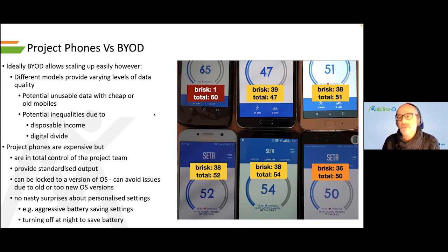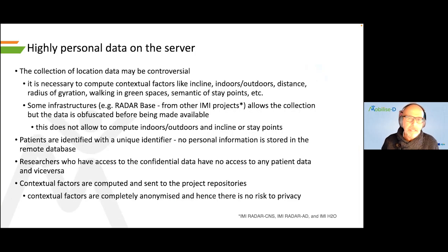And you don't have strange surprises about the fact that people have incredibly strong battery savings mechanisms that can stop your process, or maybe they turn it off at night. This is another thing that patients tend to do, especially the elderly. You want to have a phone that is in complete control.